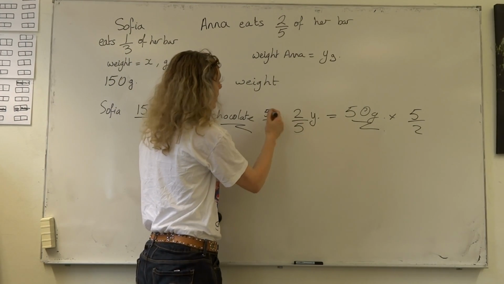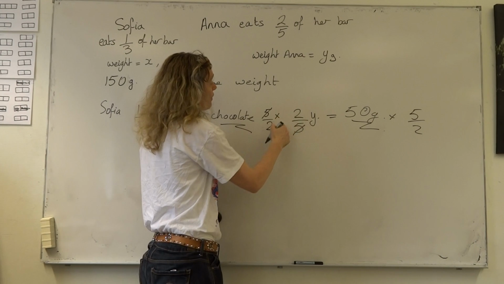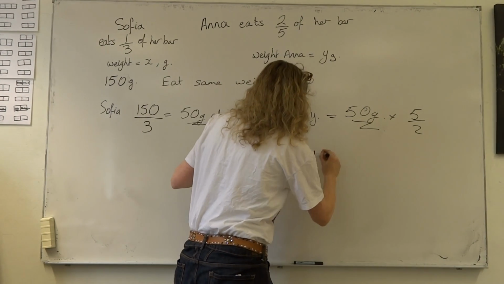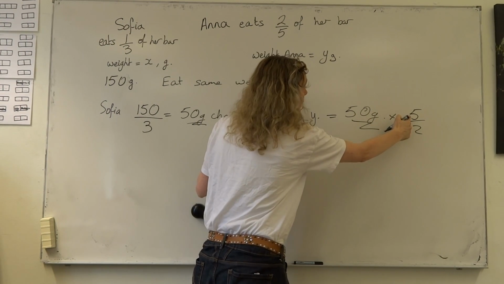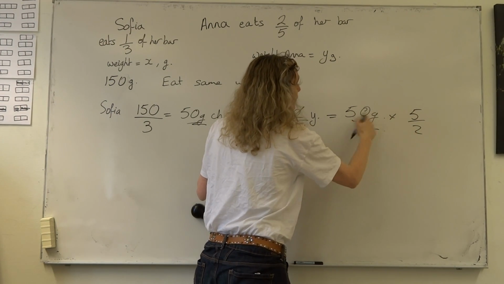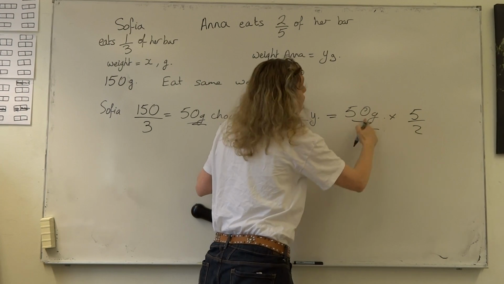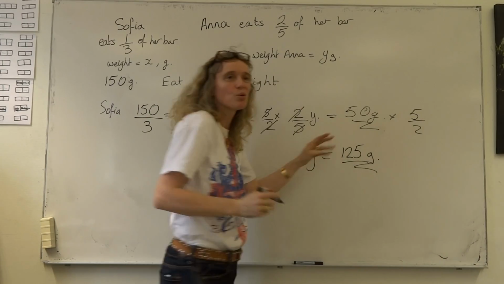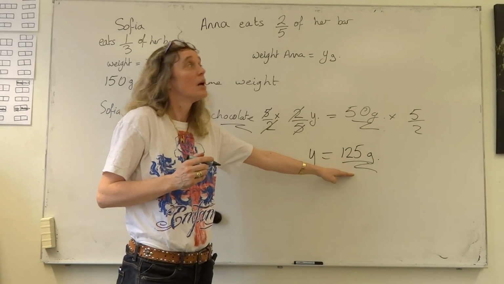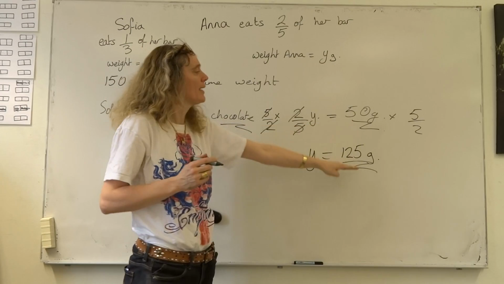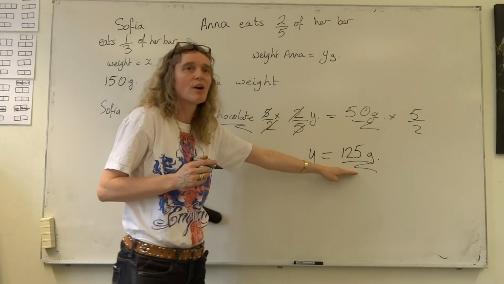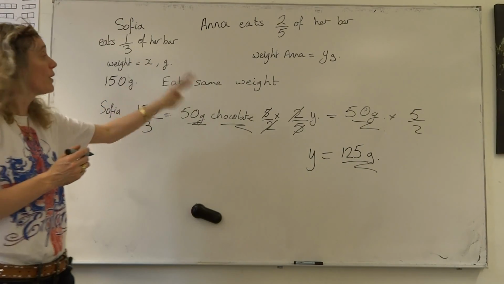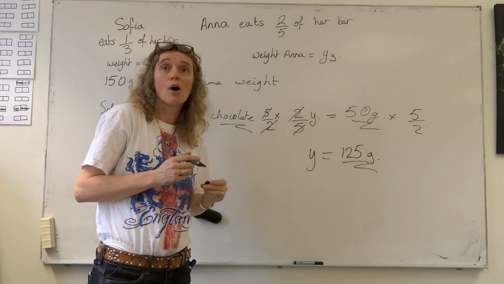Why? Because 5 divided by 5 gives me 1. 2 divided by 2 gives me 1. It gives me Y by itself now. So Y equals 50 times 5 divided by 2. 50 divided by 2 is 25. 25 times 5, 125 grams. So I now have an actual weight for Anna's bar. So Anna's bar, we know now, weighs 125 grams. We knew that Sophia's weighed 150. We decided that. So we again get that Sophia has the largest bar from the beginning.